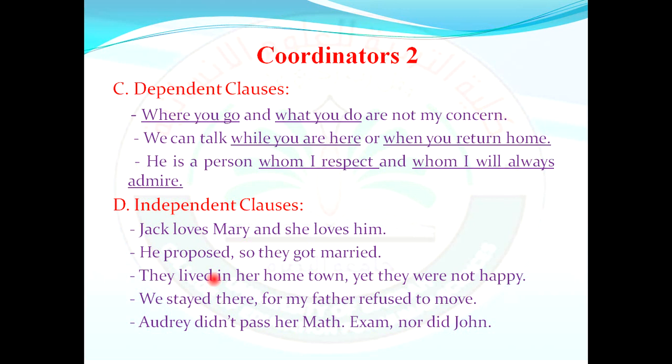The coordinating conjunctions can also be used to combine independent clauses. Okay. So like Jack loves Mary and she loves him. He proposed, so they got married. They lived in her hometown, yet they were not happy. We stayed there, for my father refused to move. Audrey didn't pass her math exam, nor did John.